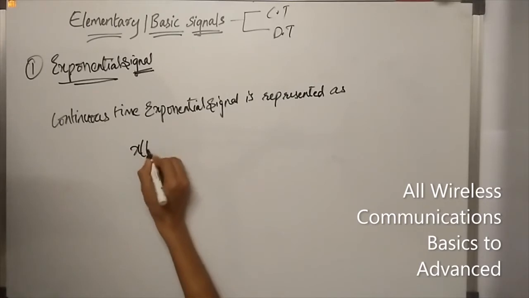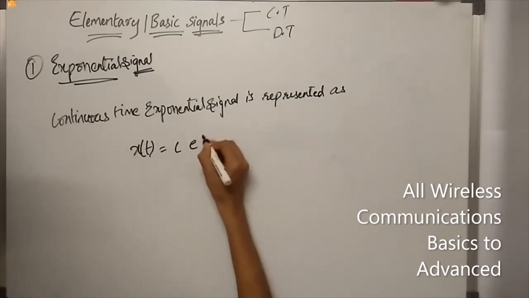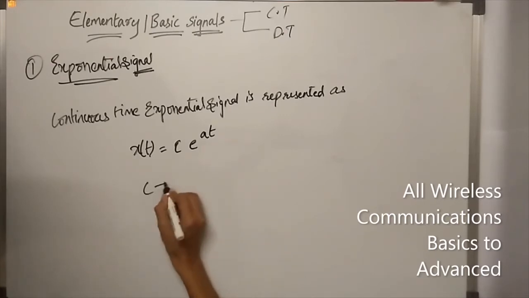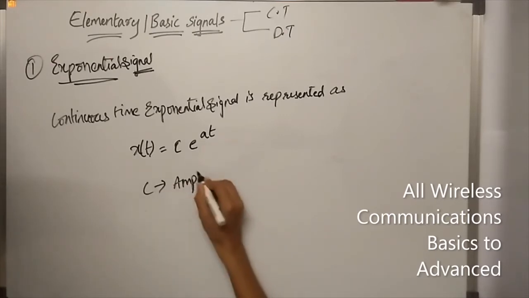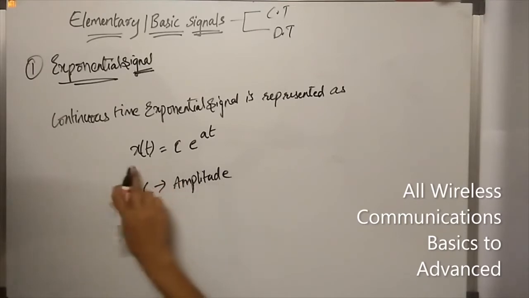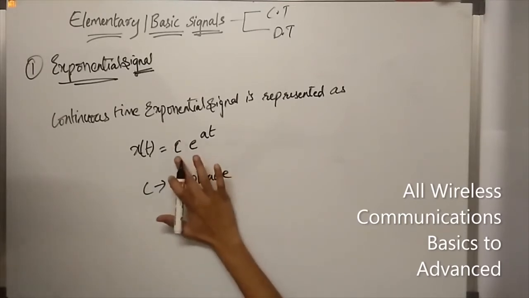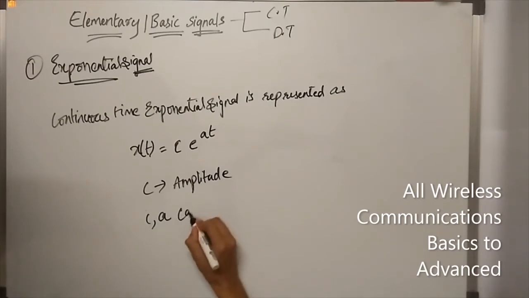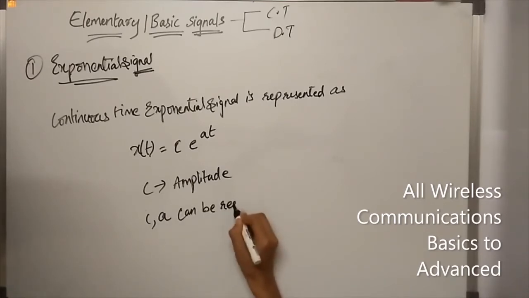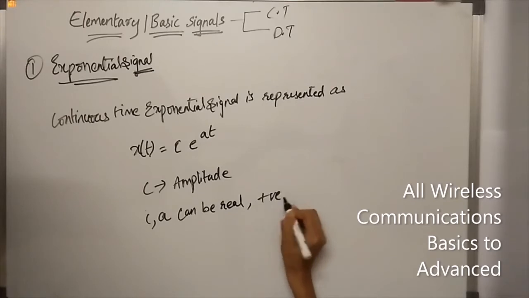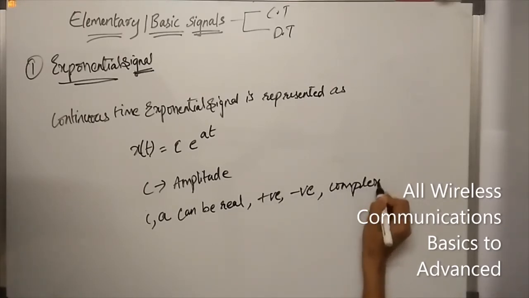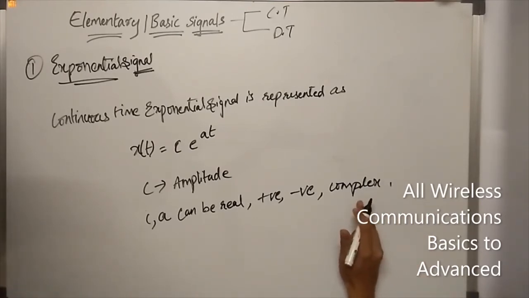x of t equal to c e power of at, where c is the amplitude of a signal x of t. C and A can be real, it can be positive, negative, or complex.